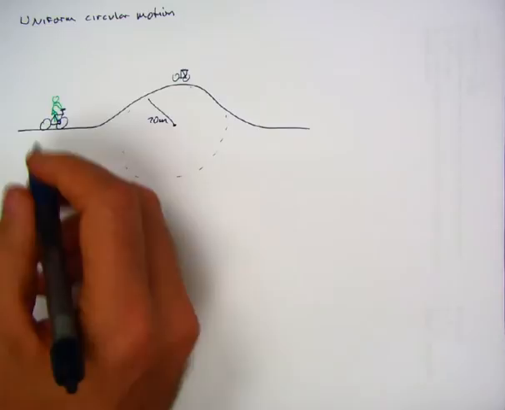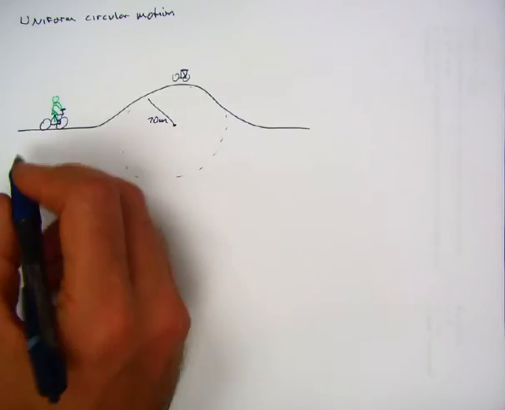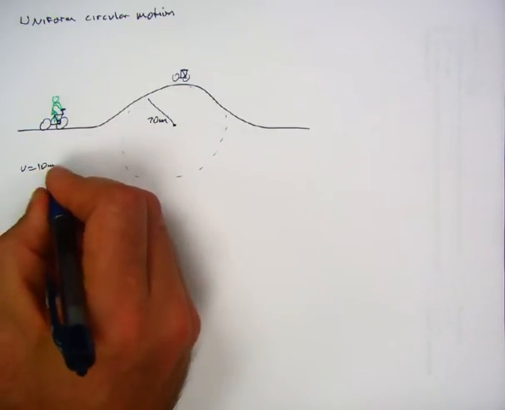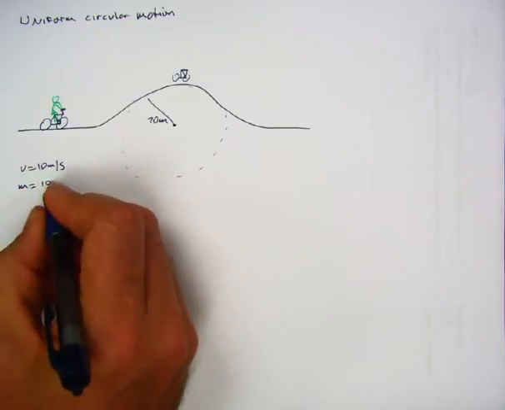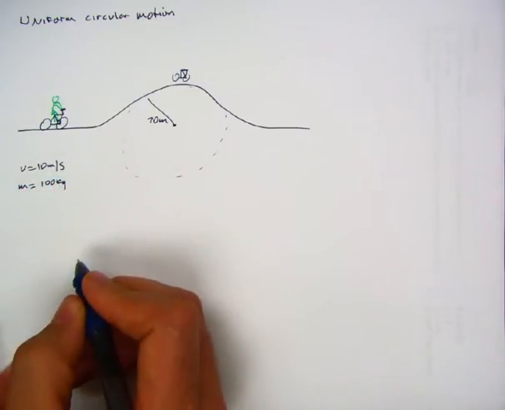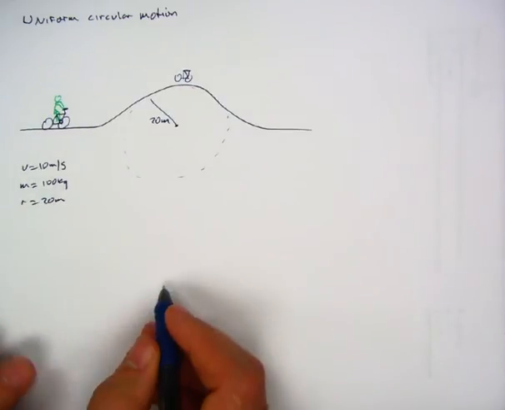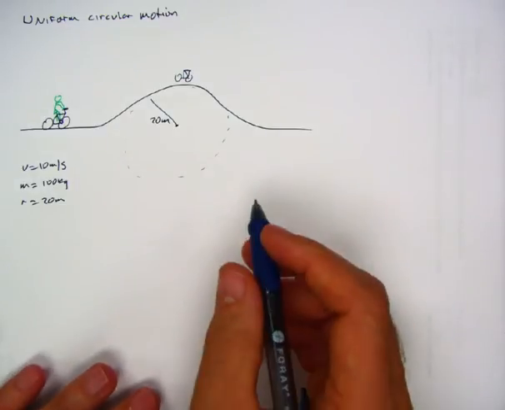Let's say I can ride my bike at about 10 meters per second. Velocity of 10 meters per second is how fast I want to ride my bike. Let's say that I have a mass of 100 kilograms and my radius is 20 meters. All right, what am I going to feel if that's the case when I'm on top of this hill? So let's just do the physics.